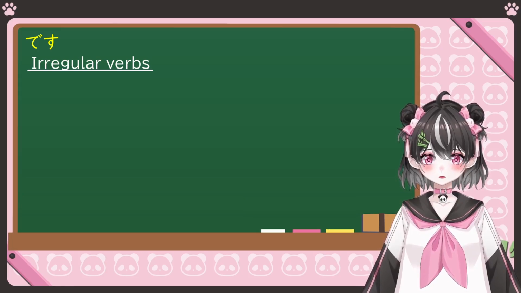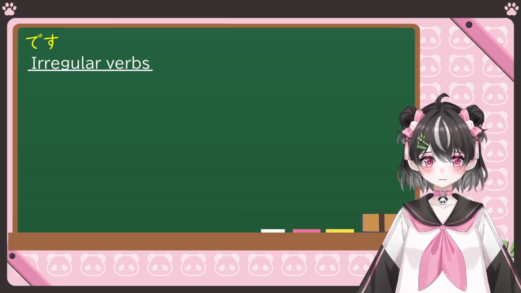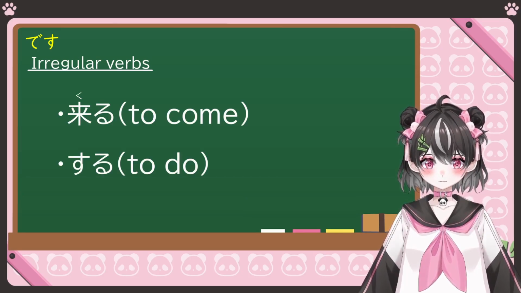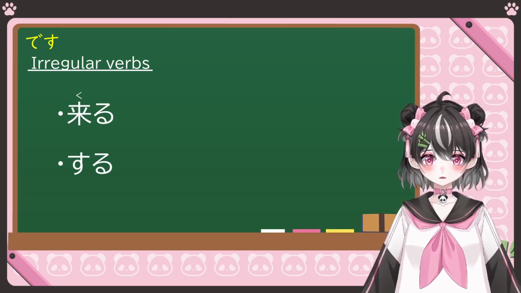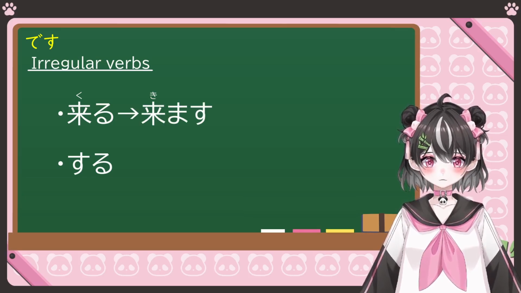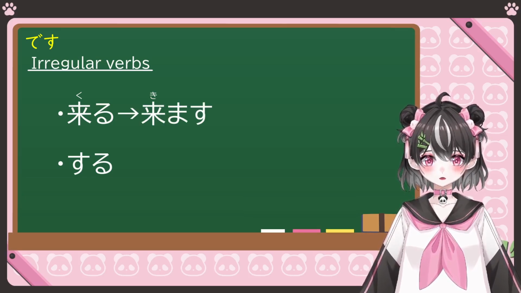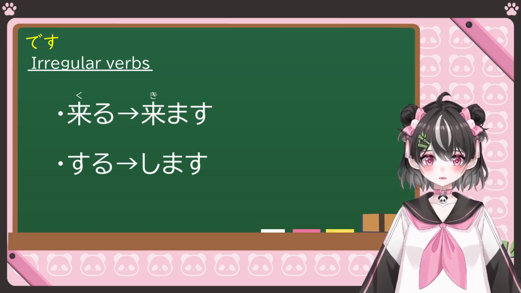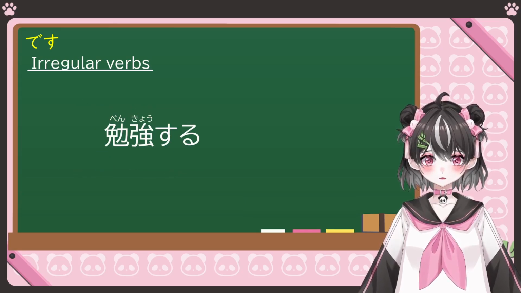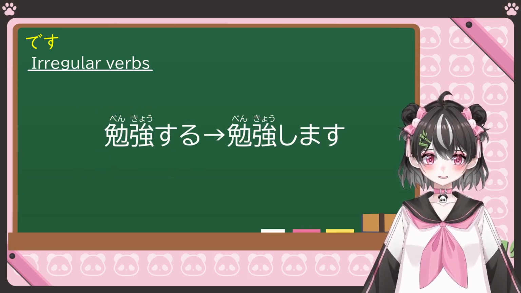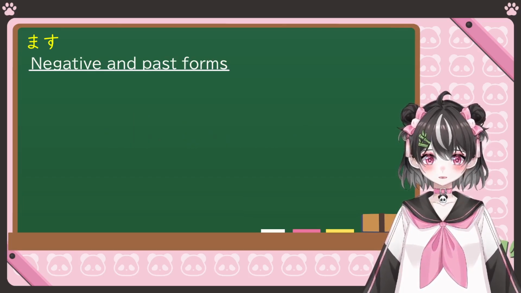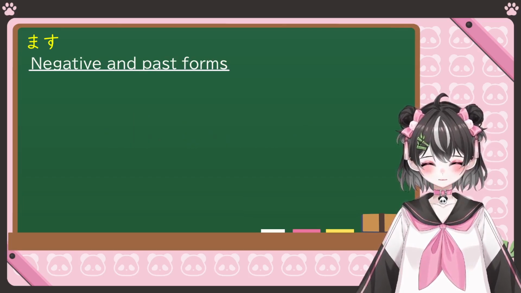Do you remember the two irregular verbs? They are 来る and する。来る goes to 来ます。する goes to します。That's it. Other する verbs follow the same pattern. 勉強する goes to 勉強します。Let's also look at the negative and past forms.